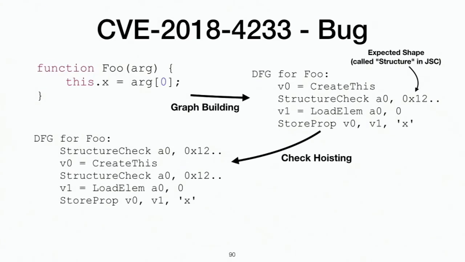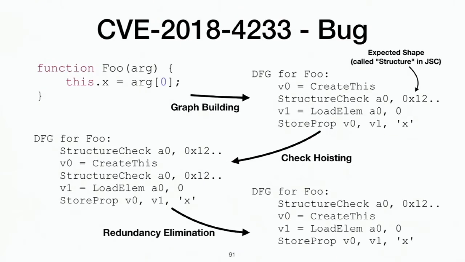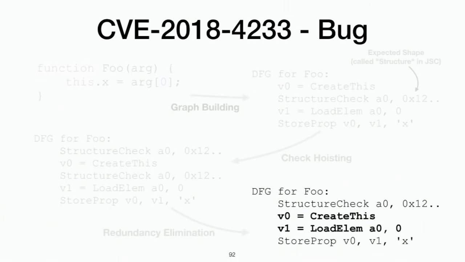Next, it does something called check hoisting, which is an optimization where it tries to move these structure checks as far up as it can. So it's actually duplicating the structure check and putting it as the first thing in the function. And then it's doing redundancy elimination. At this point, it's removing the second structure check because it's assuming that CreateThis is side effect free. So what we end up with is this operation which can have side effects, it can call JavaScript, and then there's an unguarded access to this array essentially. And this is exactly the condition we can exploit.